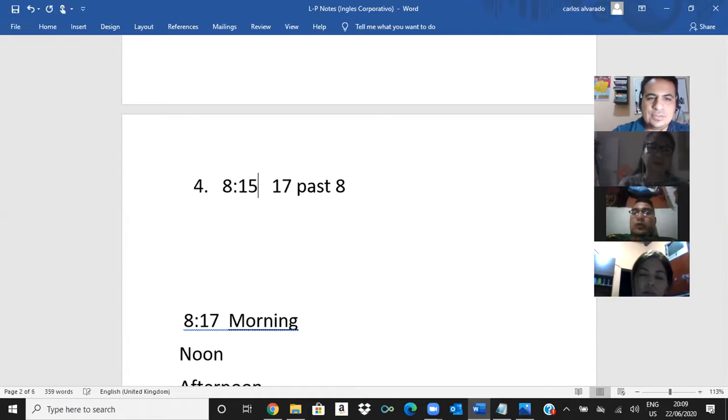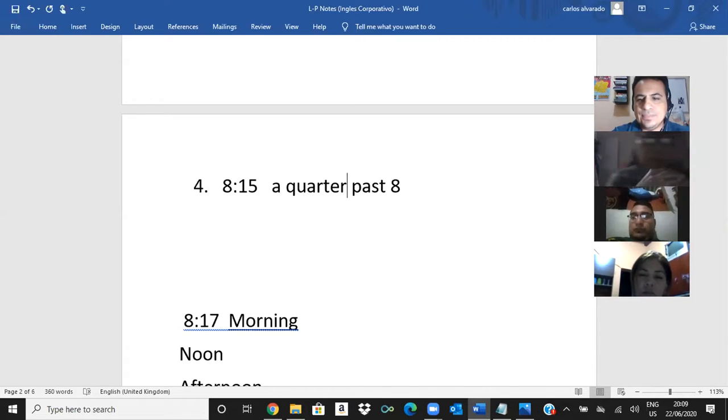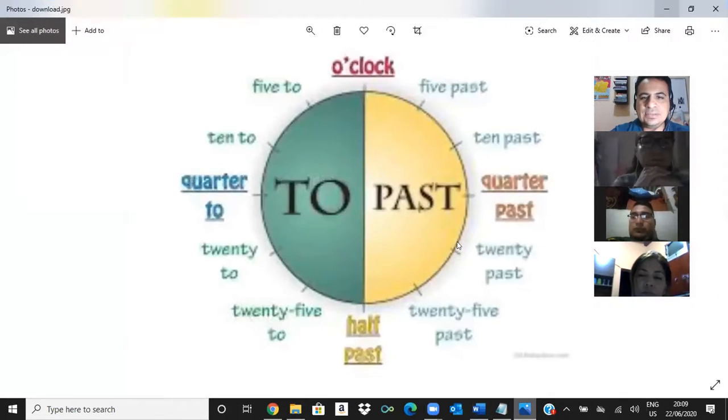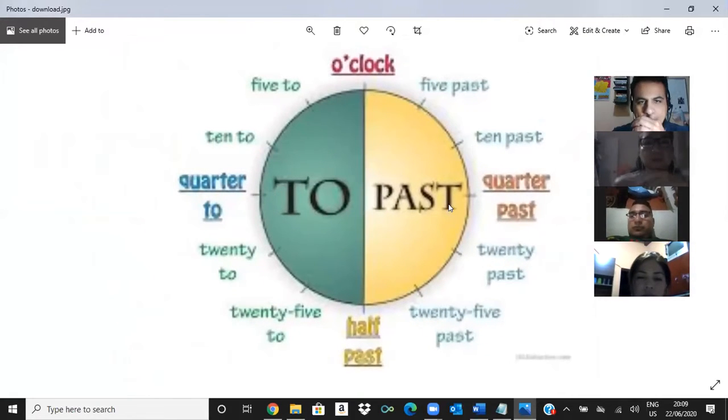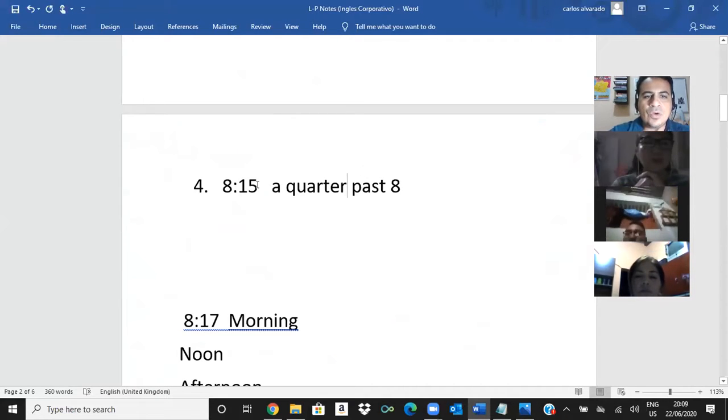Digamos, aquí puedes decir 15 past 8 or a quarter past 8. ¿Recuerdan? ¿Recuerdan el cuadro? Okay. So, ¿cómo dijera esto?